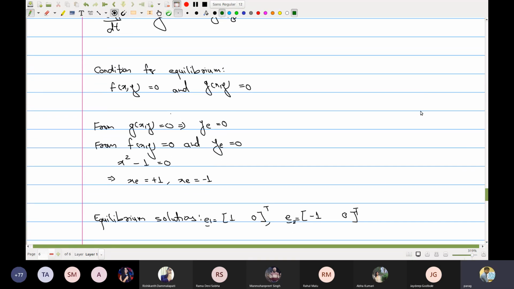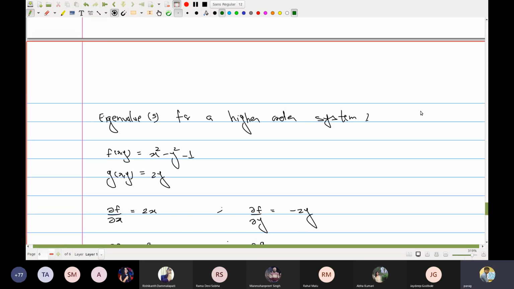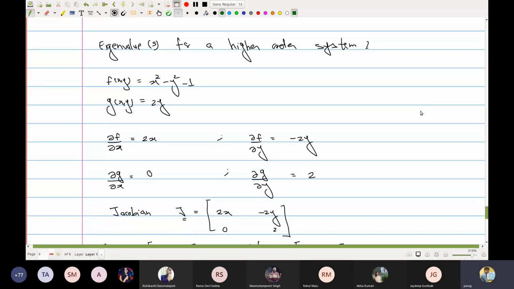Here we got vectors instead of equilibrium solutions as simple scalars. You will now get vectors. The two vectors were (1, 0) transpose and (-1, 0) transpose. Next, you determine the eigenvalues. For a first order system, you can determine the eigenvalue just by differentiating the function with respect to x.